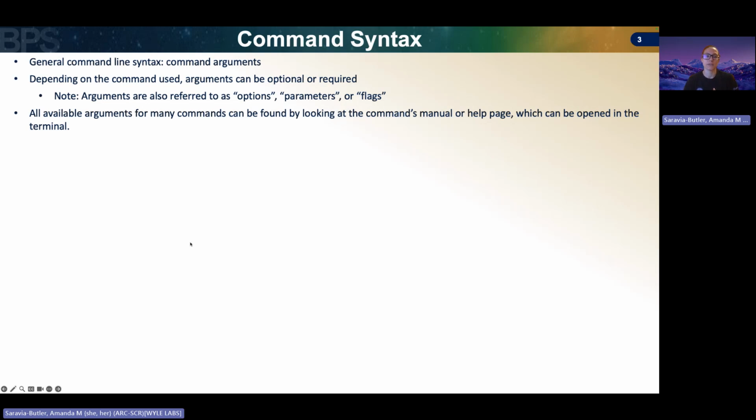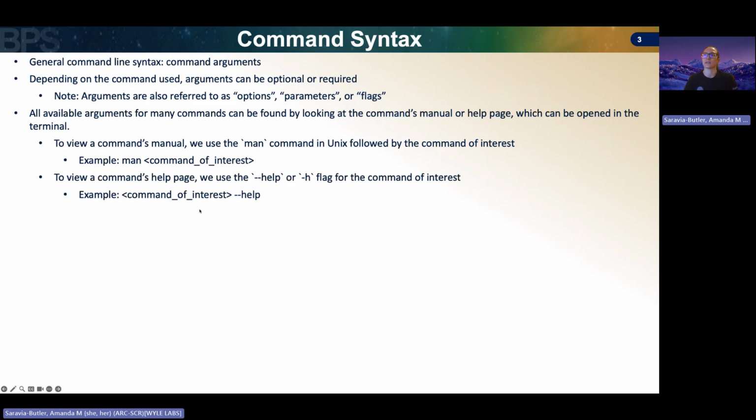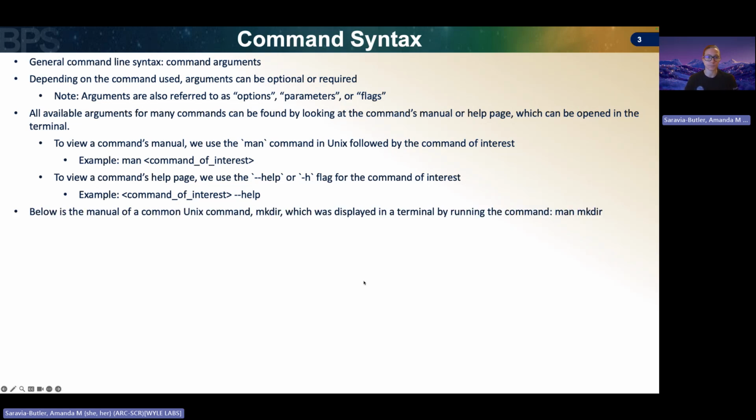All available arguments for many commands can be found by looking at the command's manual or help page, which can be opened directly in the terminal. So to view a command's manual, we can use the man command in Unix, followed by the name of the command of interest. So this is an example of what it looks like, man, and then followed by the name of your command. To view a command's help page, you can use either the --help or the -h flag for the command of interest, and that syntax looks like this, where the name of the command is going to come first, followed by a space, and then either --help or -h, depending on how that program was developed.